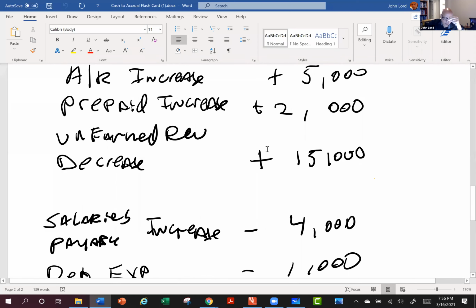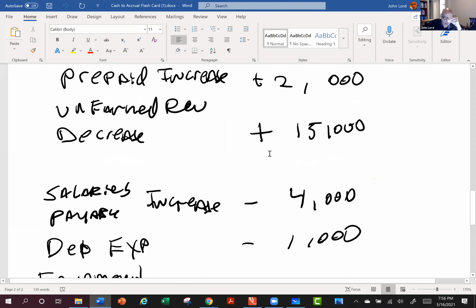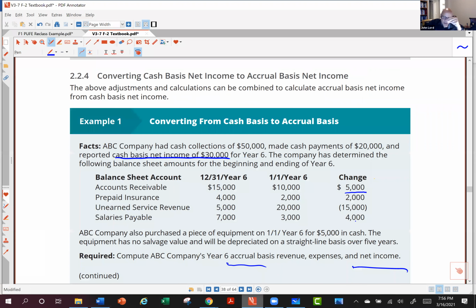And then salaries was a liability, and that salaries did what? Let's just look back at the problem. Salaries went up. So since it's a liability, I do the opposite. Salaries payable went up. I do the opposite.